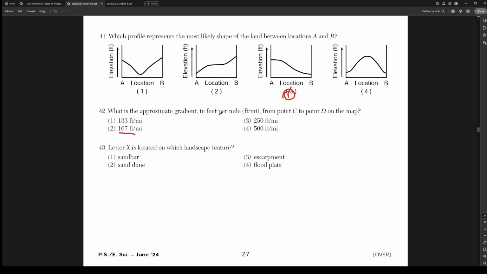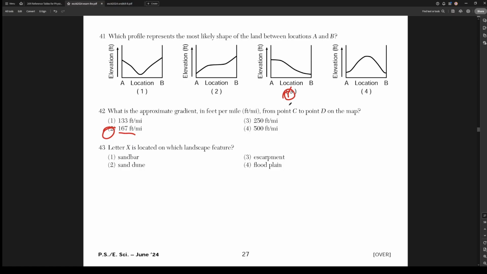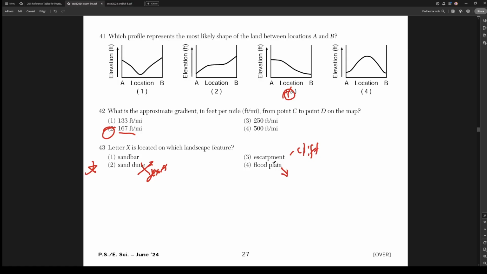Letter X is located on which landscape feature? Okay, this question is terrible. A sandbar is literally a mound of sand in the water. A sand dune is in a desert. So we're talking about a river here, so that's out. An escarpment is like a cliff, like a cliff near an ocean side, and then a floodplain is an area next to a river. That essentially, when it rains a lot or when the water overflows, it floods this area. So it's going to be 4.